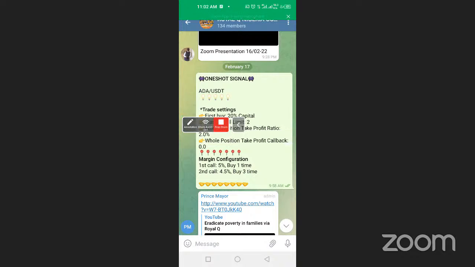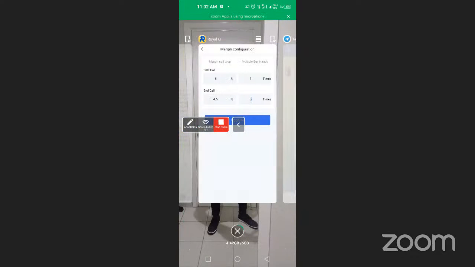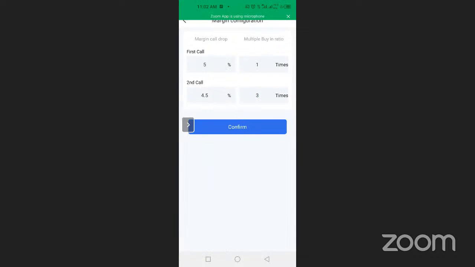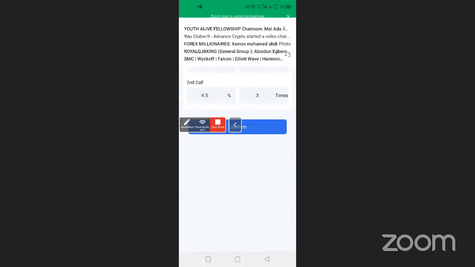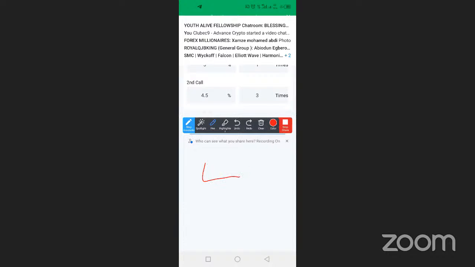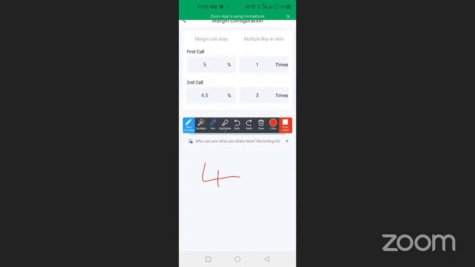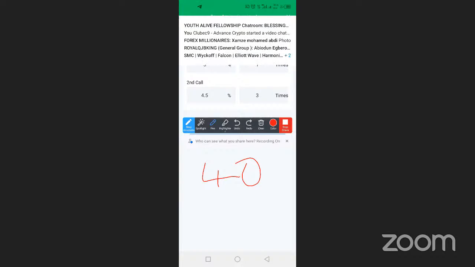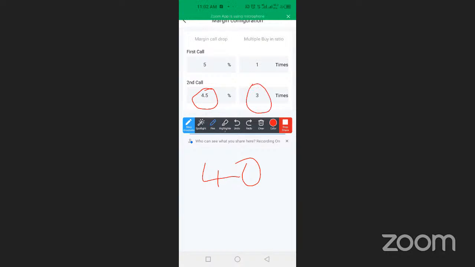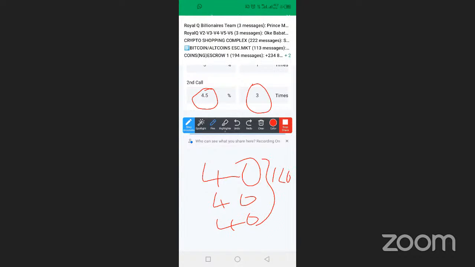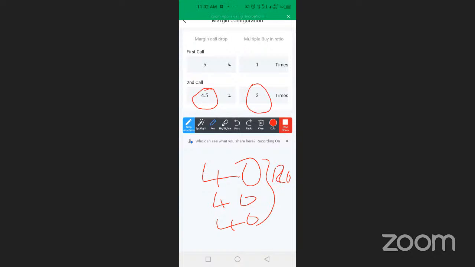Okay, now let me tell you what that means. Here, remember my first buy is $40. So 1 time here means when this market drops by 5%, you will buy another $40. And then if the market now falls 4.5% again, it will buy 3 times. So 3 times means $40 times 3, that will be $120.